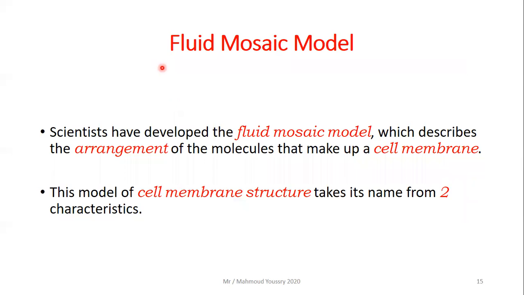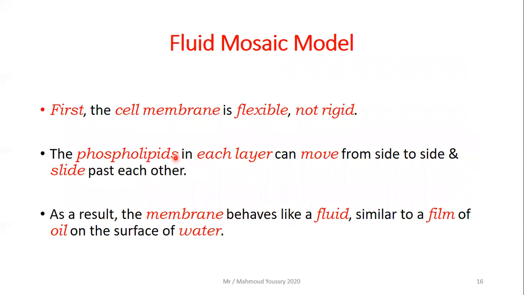Then we move to a model that is used to understand how the cell membrane works. This is the fluid mosaic model. Scientists have developed the fluid mosaic model, which describes the arrangement of the molecules that make up the cell membrane. This model takes its name from two characteristics. The first one: the cell membrane is flexible and not rigid. So it is elastic and flexible.